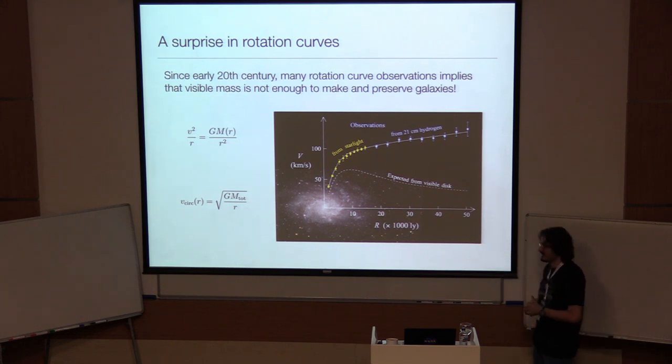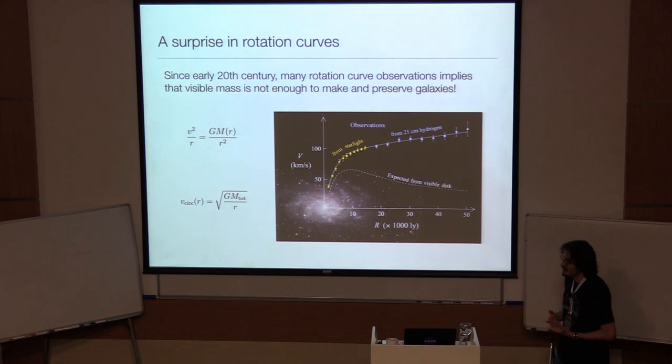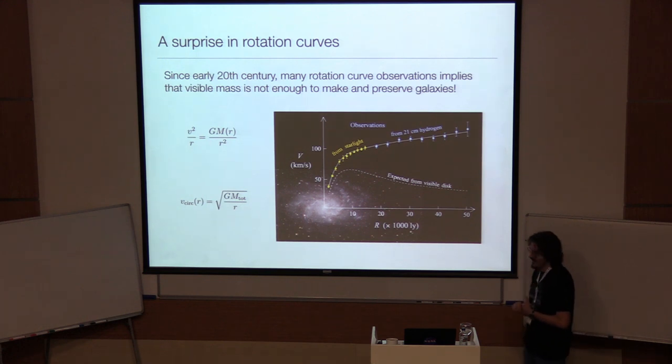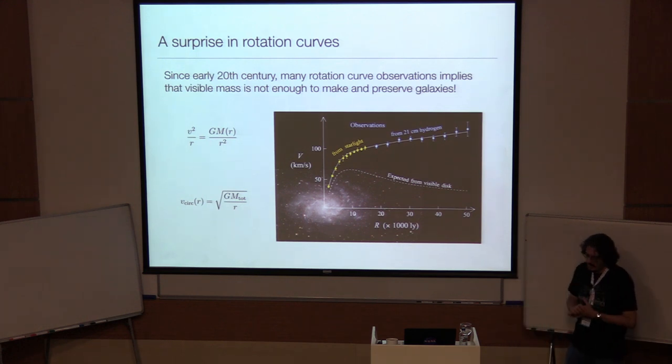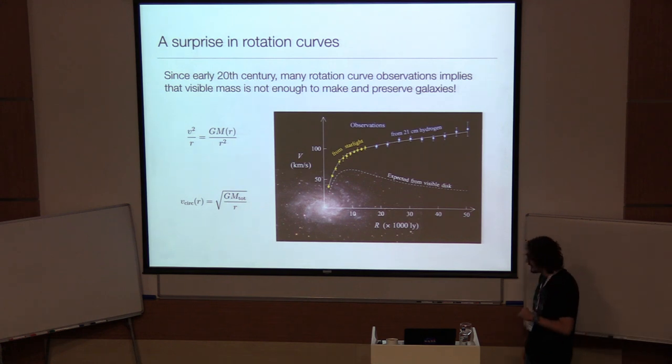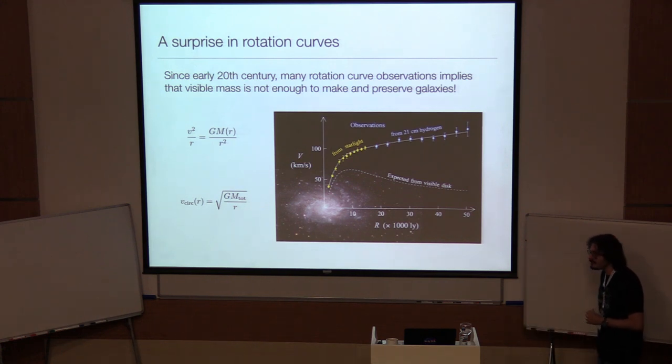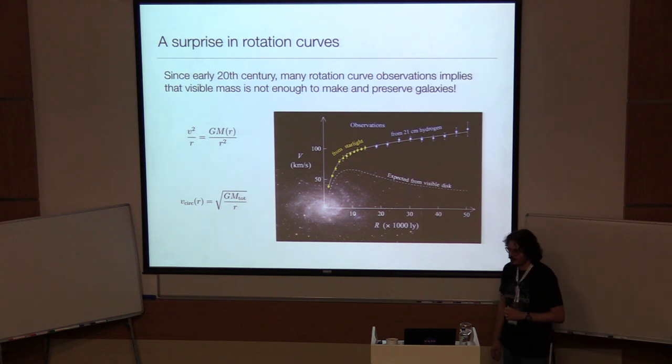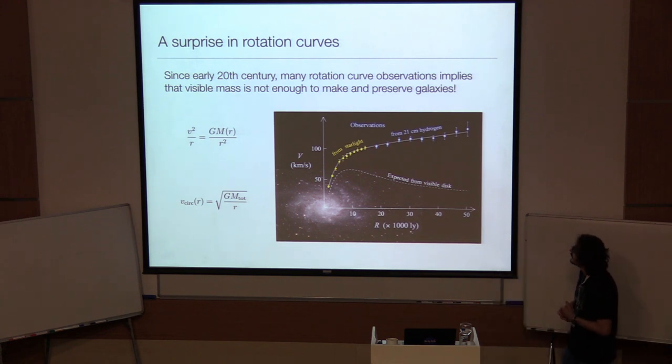It just happens that they cannot make up more than like 15% of this type of mass. They're called massive compact objects, and they just can't make it. They're not enough. They exist, but they're not enough.